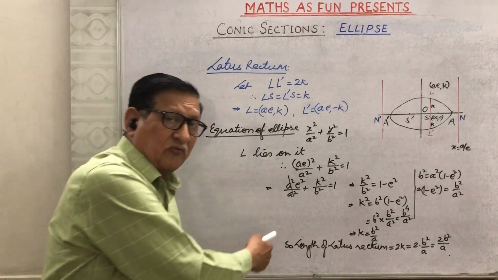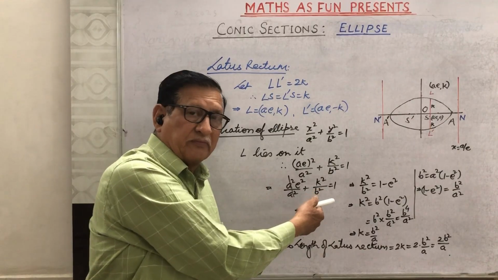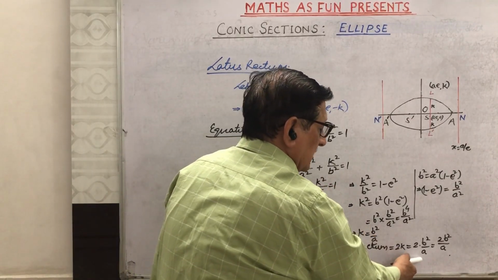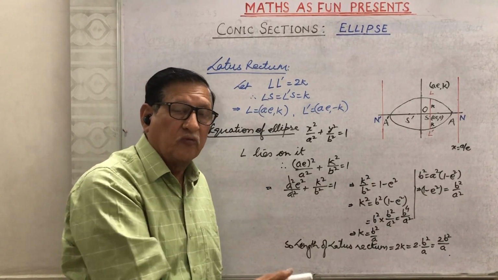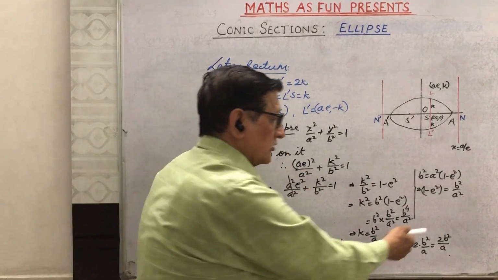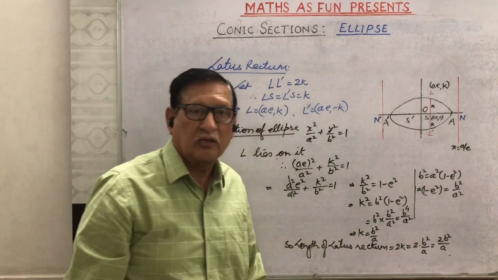So the length of latus rectum will be 2k, and that is equal to 2 into b square upon a. So the length of latus rectum for an ellipse is given by 2b square upon a.